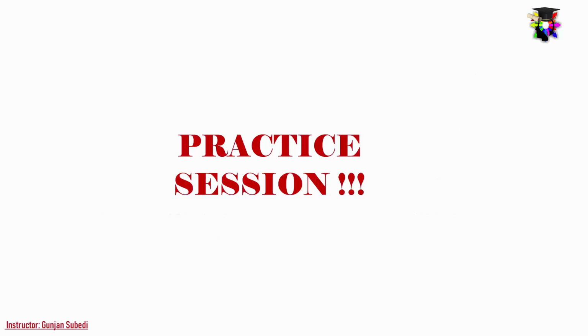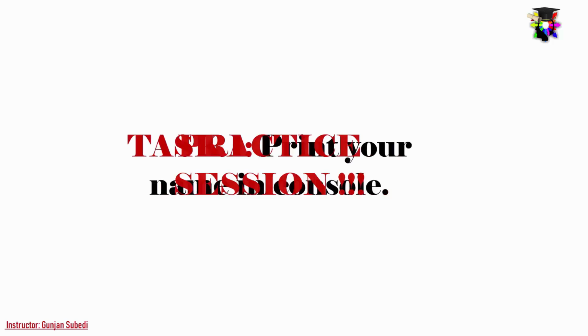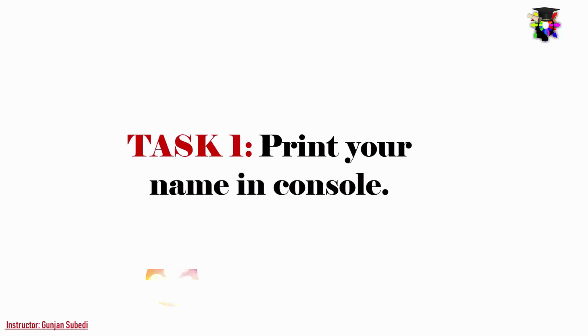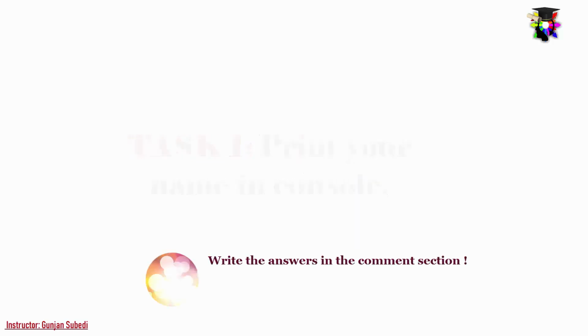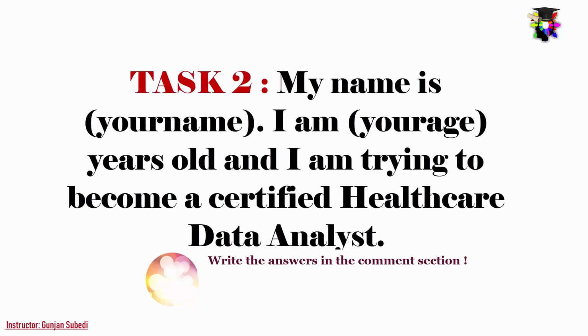Now that you have read much about the print command, I want you to print these using the print command. First of all, I want you to print your name in the console. In the second question, I want you to print the following. I want you to assign your name and your age to certain variables, and I want you to print: my name is your name and I'm your age years old and I'm trying to become a certified healthcare data analyst. So this statement should be printed after assigning your name and your age to certain variables.